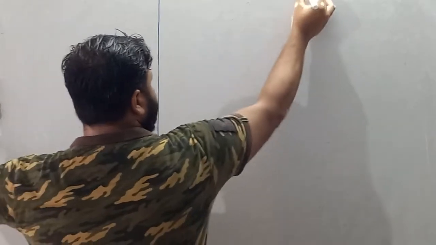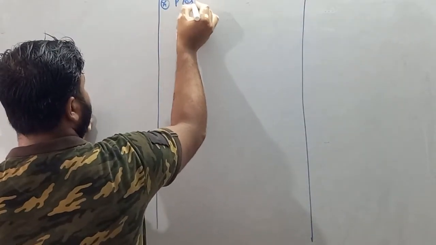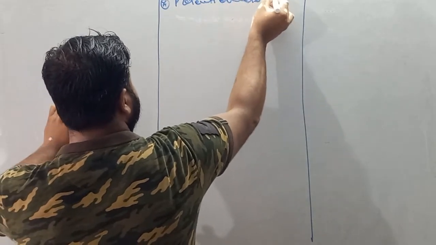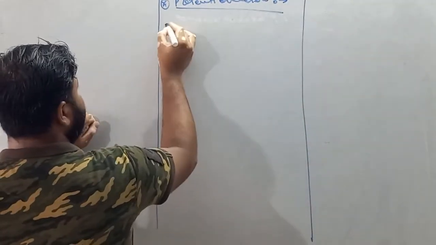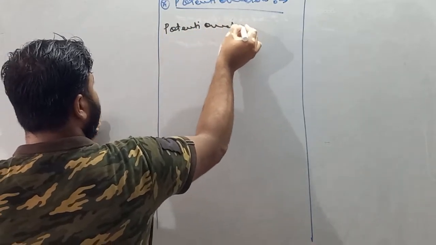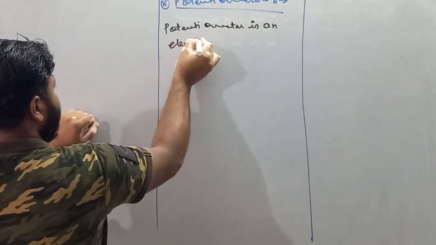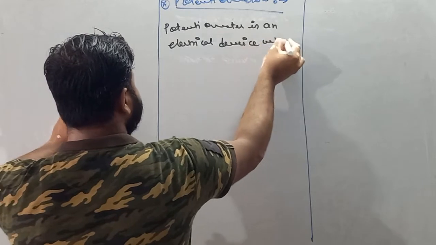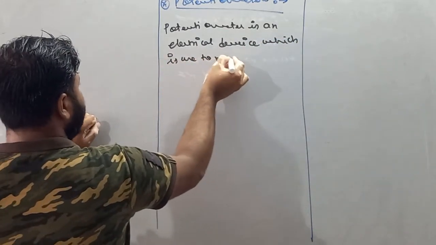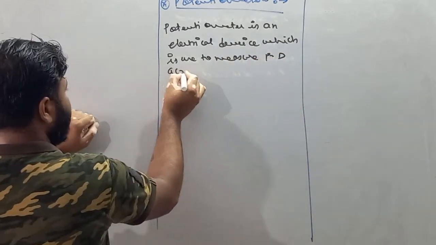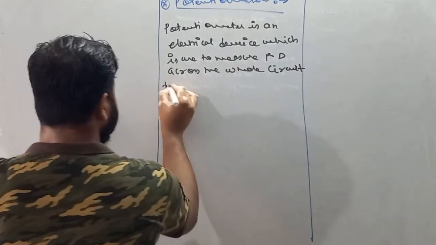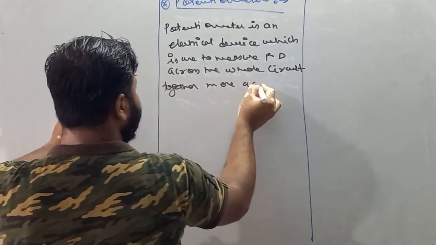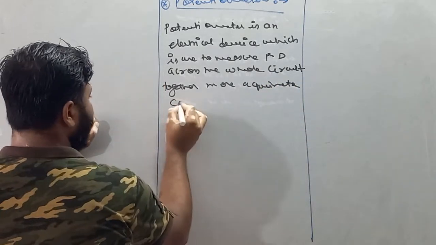Write down, potentiometer is an electrical device which is used to measure potential difference across the whole circuit, and it is more accurate compared to a voltmeter.